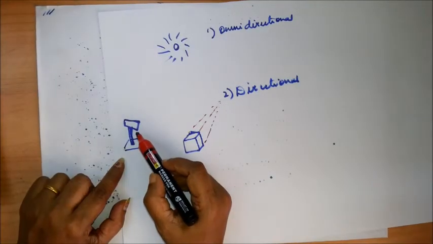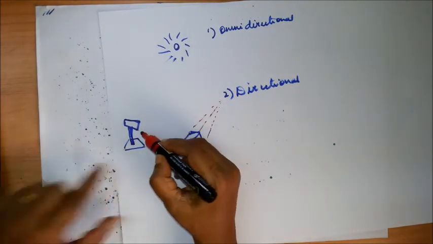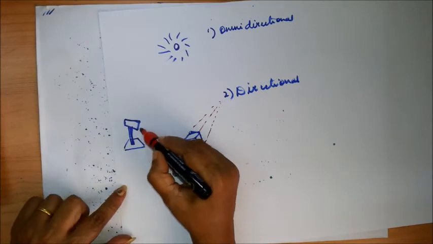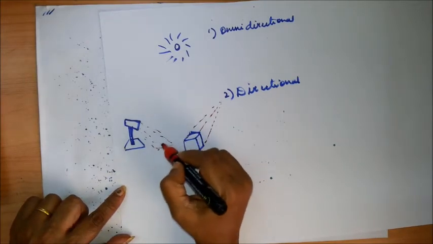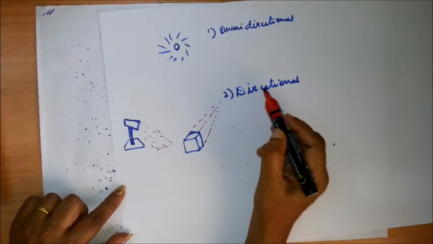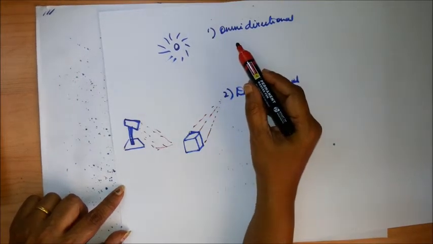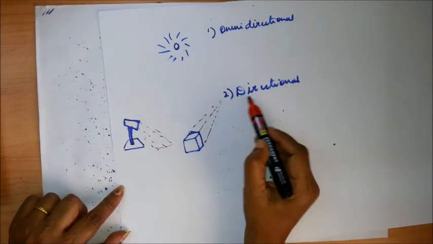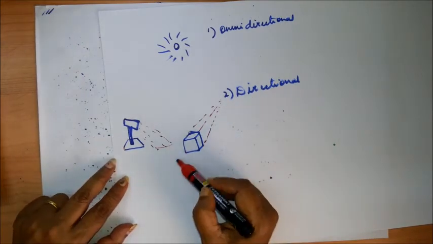So if we have a table lamp, we can consider it as a directional light source. The light falling from the table lamp to a certain area is directional. Similarly, the effect of a directional light source is different from the omnidirectional light source, because usually for a directional light source you have a prominent shade falling on the other side.